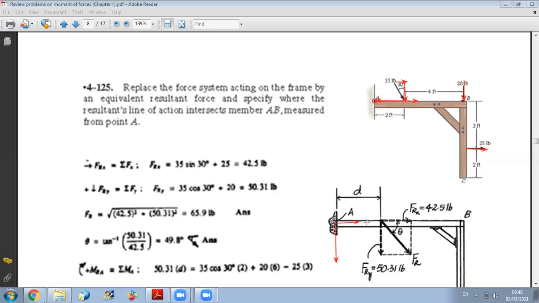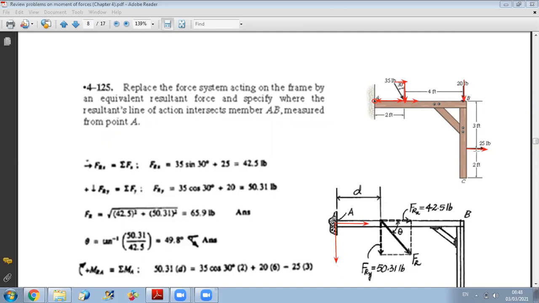Second step, I do sum of moments about A. When I do sum of moments about A, I add the moment of all forces about A. So here, for example, this force is inclined. The Y component is producing a moment. The X component is not, because it's passing through A. So I do 35 cosine 30 times 2. I would choose clockwise as positive, plus 20 times 6.